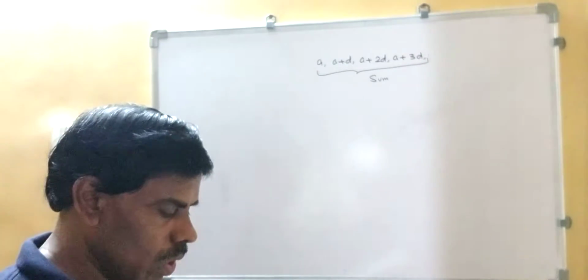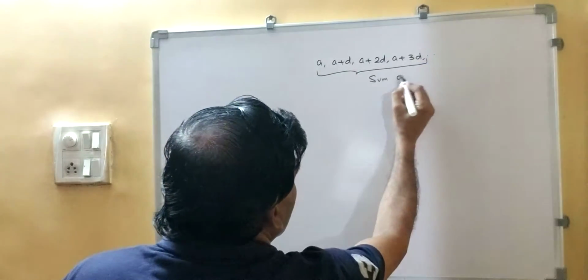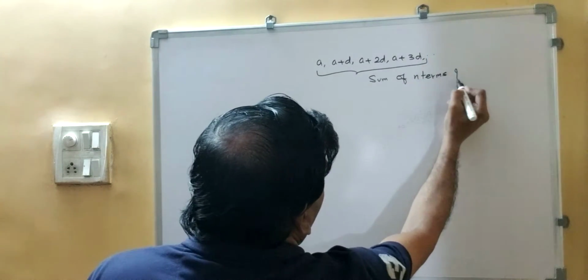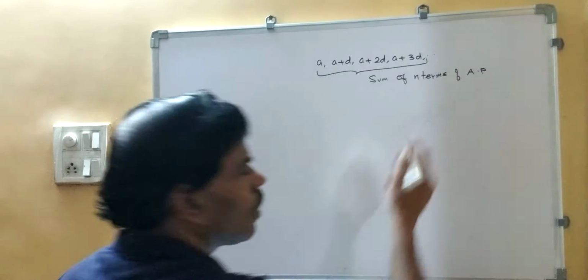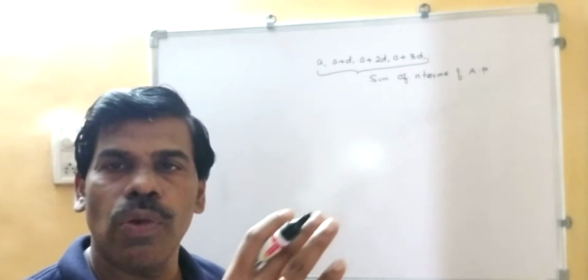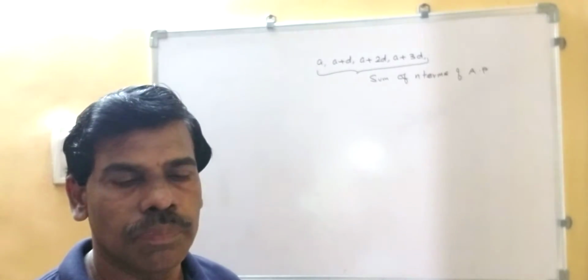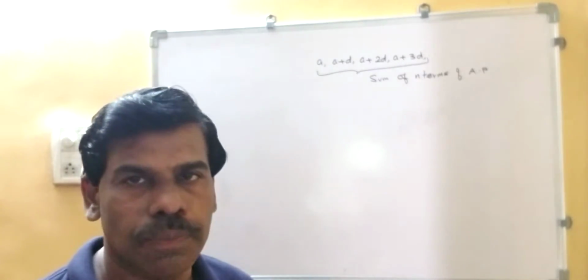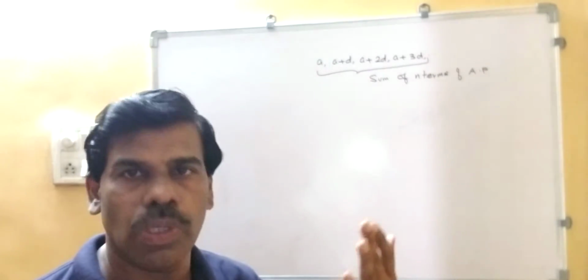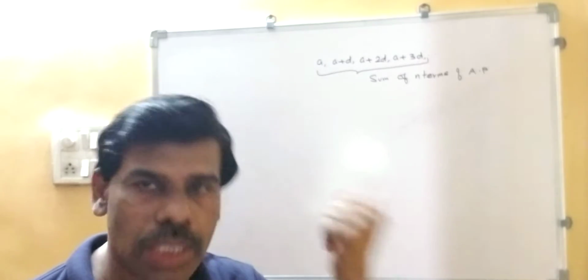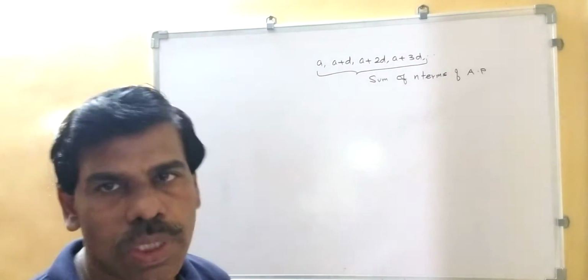Sum of n terms of AP. If you have 10 terms, how to find out the sum of 10 terms? You may have 20 terms, so how to find out the sum of 20 terms? You may have 100 terms, how to find out the sum of 100 terms? You may have thousands of terms, how to find out those sums?